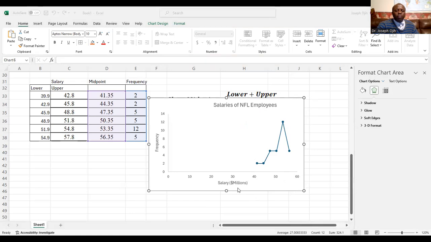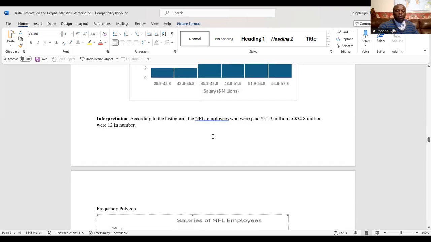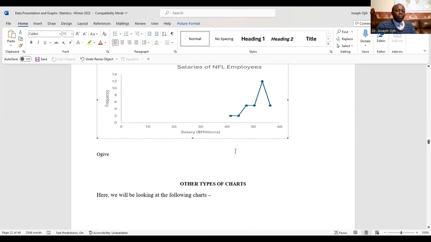Now I want to show you another difference. The one in Word, for the histogram, we use a range. See the range from 38 to 45.9. So it's a range, but this one is a single number, and that's the only difference. This one is a line graph. The other one is a bar graph. This one has a single number. The other one has a range.